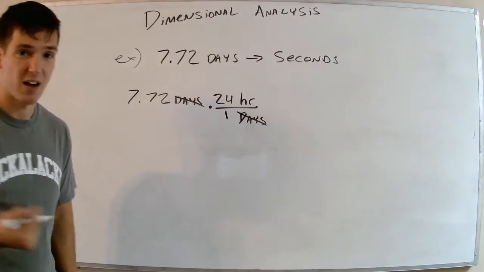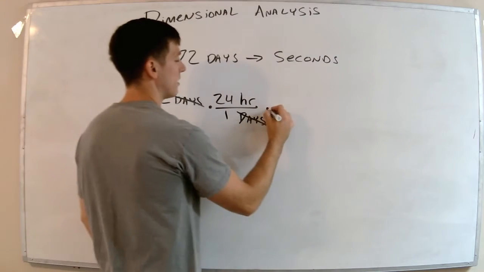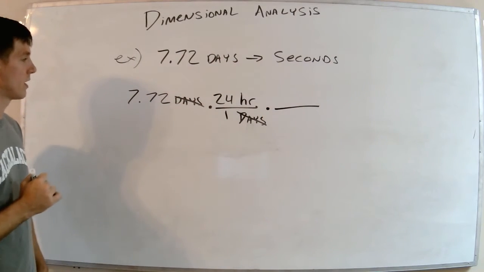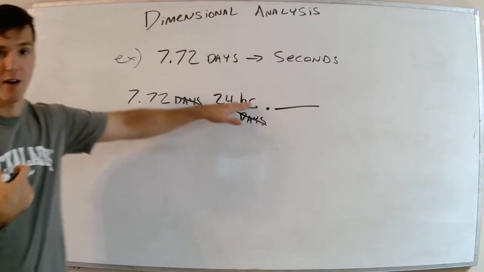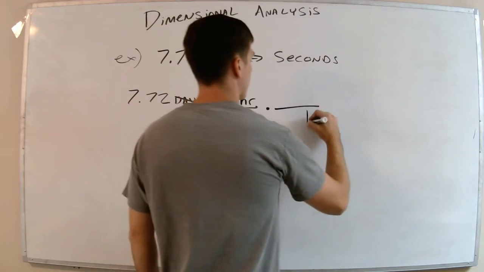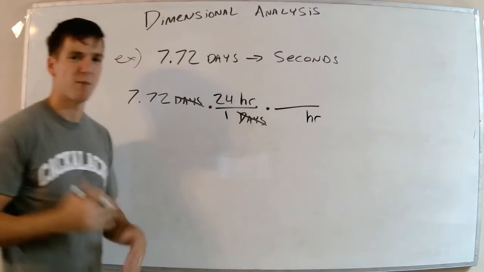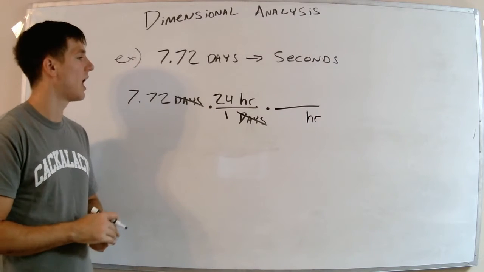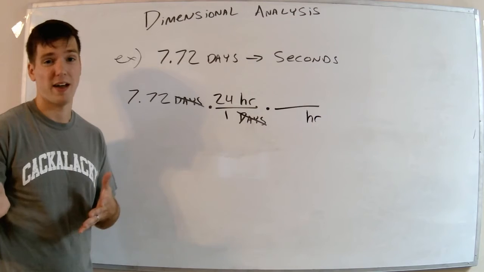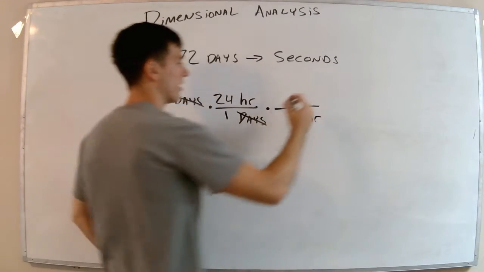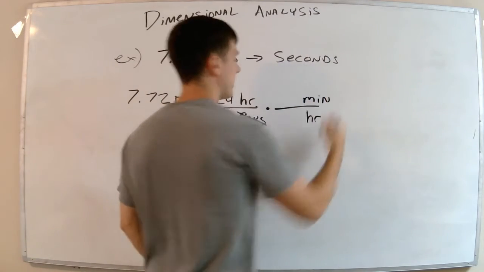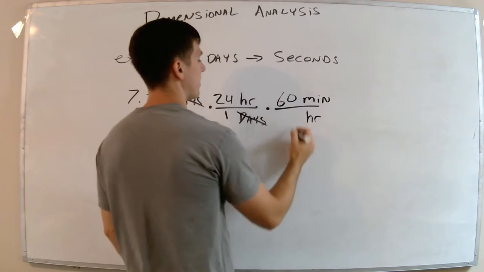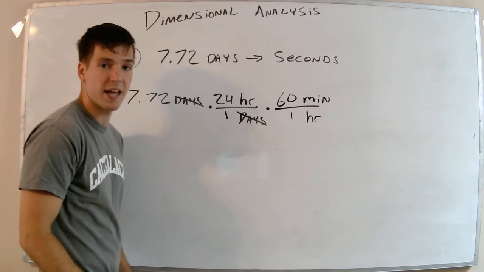So now I'm going to do another multiplication dot fraction bar. Okay, I'm doing the same thing again, right? I have hours on top, so I'm going to put hours on bottom. And what do I know about an hour? You might know how many seconds are in an hour. But say you don't, what do you know about an hour? Well, you know that there are a certain amount of minutes in an hour, right? You know that there are 60 minutes in 1 hour, okay?